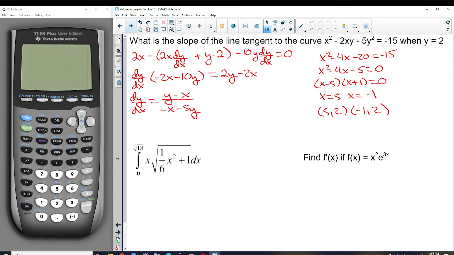So factor a 2 out of the top, factor a 2 out of the bottom, and maybe that'll make the evaluation go a little easier. Then the 2's would cancel out. And we're going to evaluate that at 5, 2. So 2 minus 5 is negative 3. And then negative 5 minus 10, negative 15. That's pretty clean, 1/5.